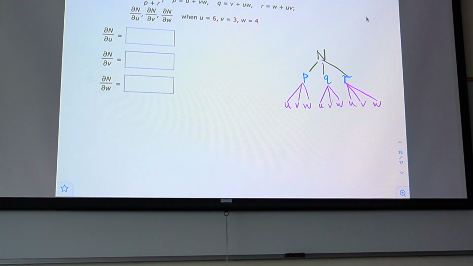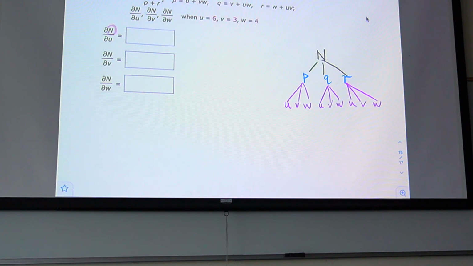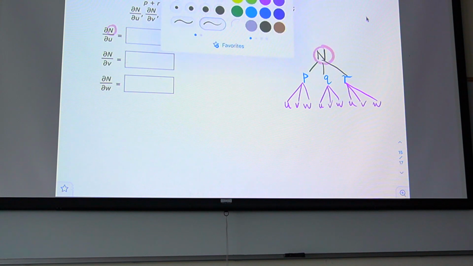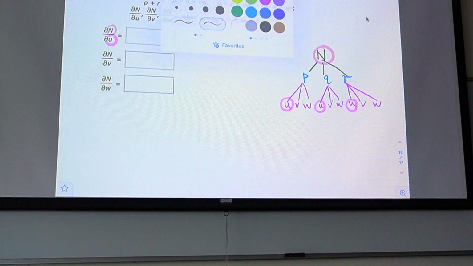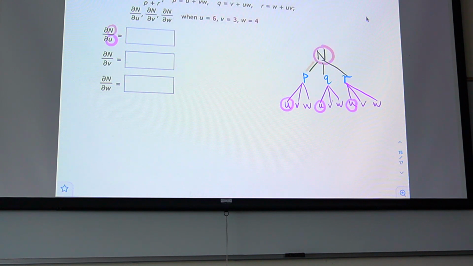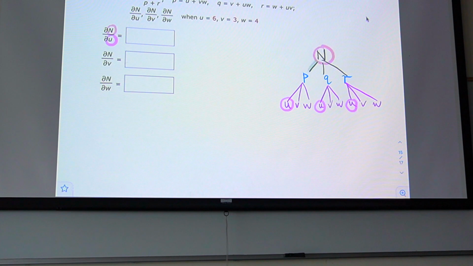So we try to find ∂N/∂U. So ∂N, and then pass to U. So there will be this one, the U over here. Looking at this diagram, can you give me the formula? So that's equal to what? So one way here is, let's choose a green. So you can have ∂N/∂P, right? Times what? ∂P/∂U. Okay, that's one part. Let's write it down.